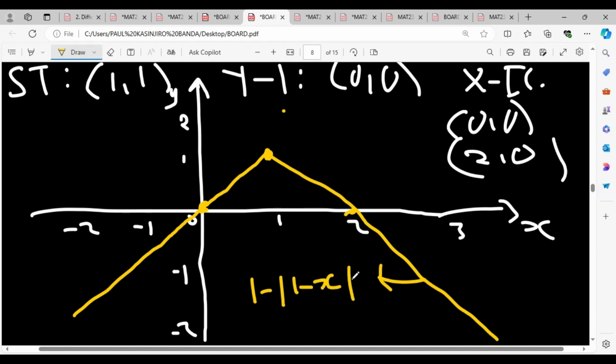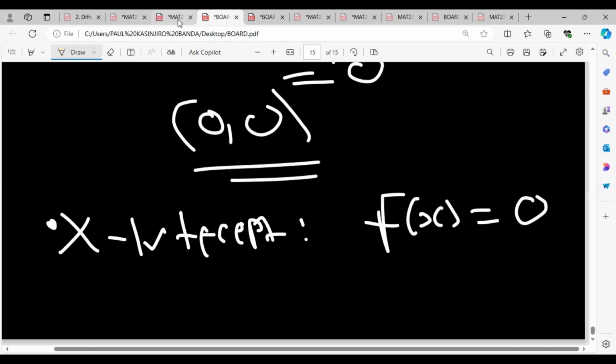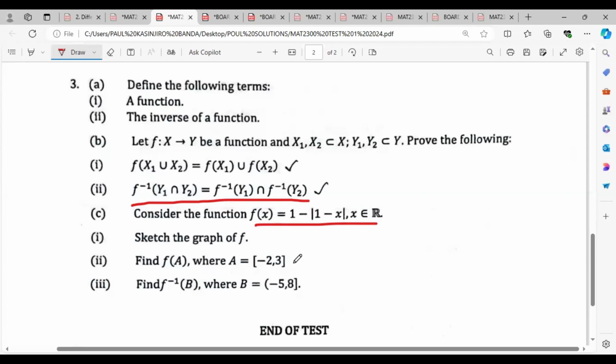So we've sketched. And then now we are supposed to, where's the question? We're supposed to find this question and that question here. But my battery is almost dying, so I think I'll continue later. Let me just wait for power, then I'll continue.